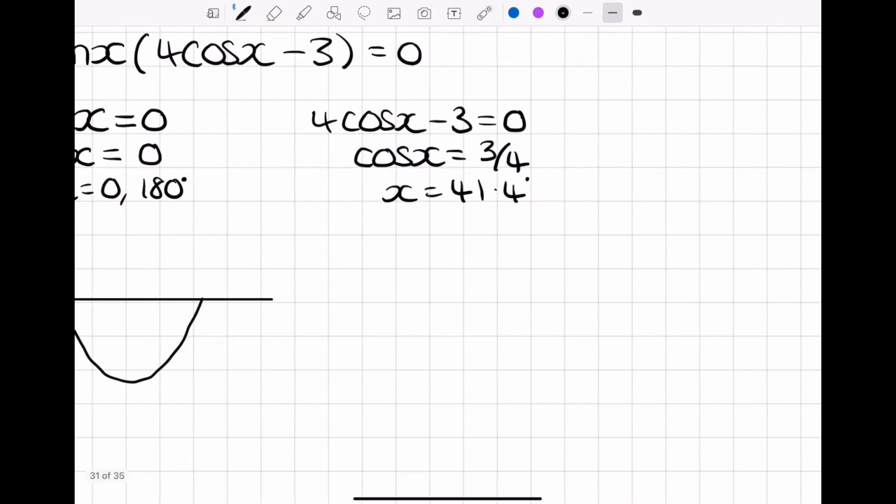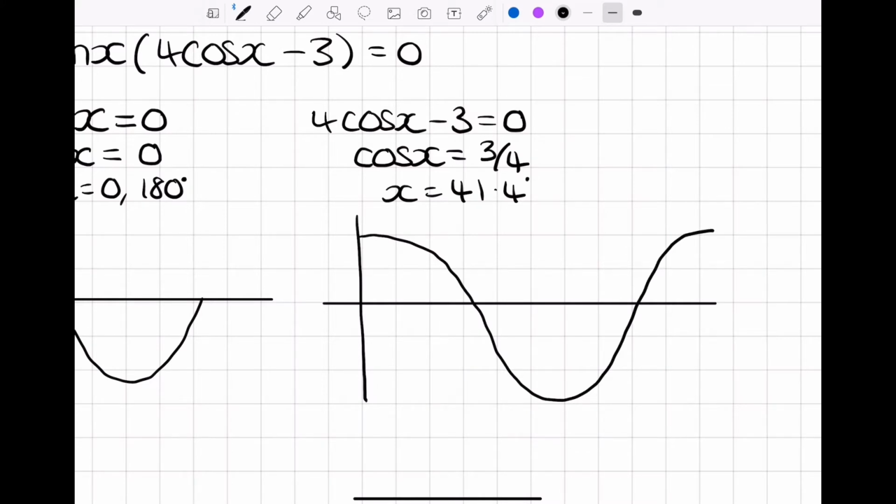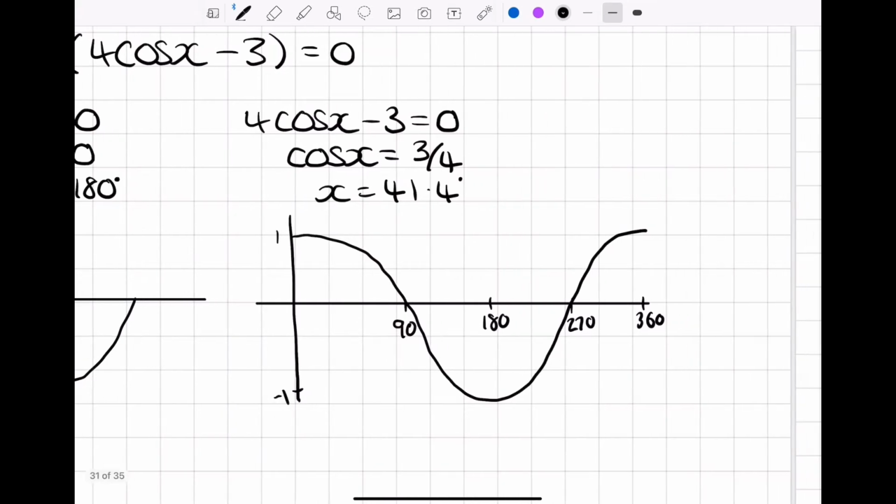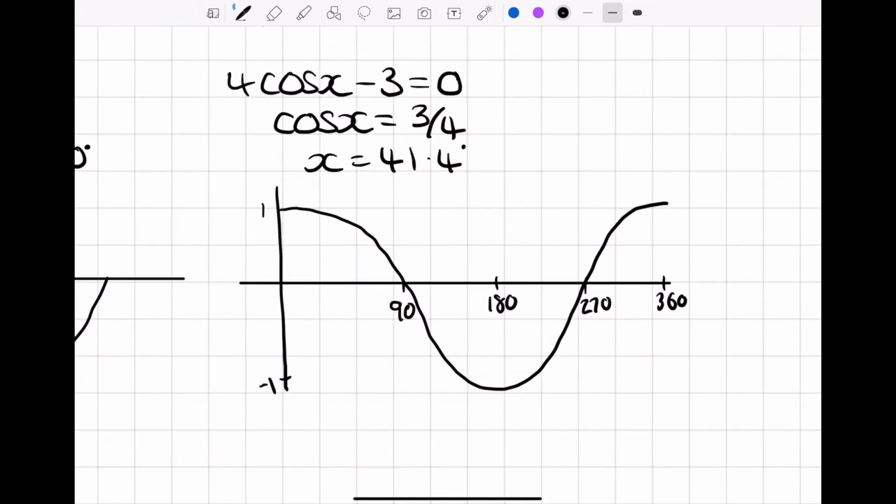The other one that we have is for our cosine graph. So the cos graph starts at 1, goes through 270, 360, and goes between 1 and -1. We have our first solution there as 41.4, and this is because of 3/4. So if I put 3/4 on there, go across, I get to 41.4 degrees there. So that makes sense that it's roughly in between 0 and 90.